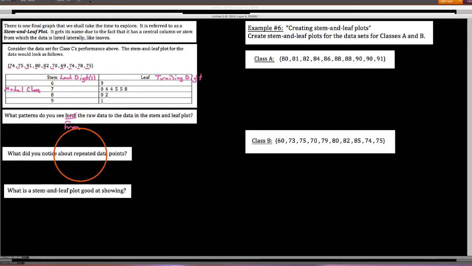And what do I notice about repeated data points? Just because 74 shows up here twice doesn't mean you list it once down here. You actually list it as many times as it shows up. So if all of our data in the 70s was a 74, we would write 4, 4, 4, 4, 4, 4. Six 74s, we would still write six 4s.